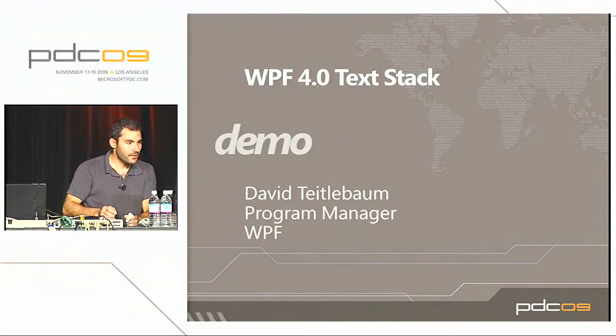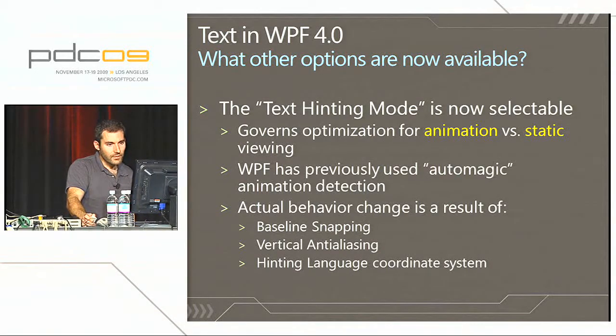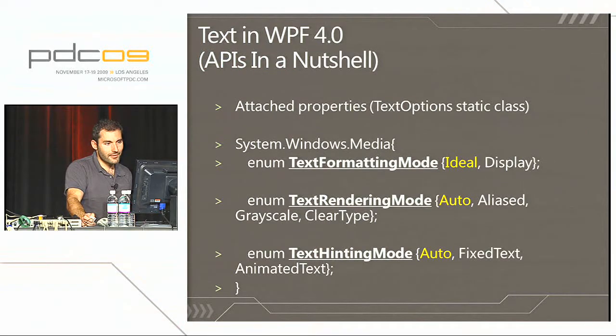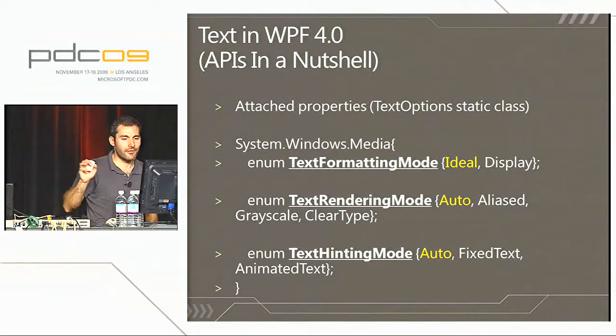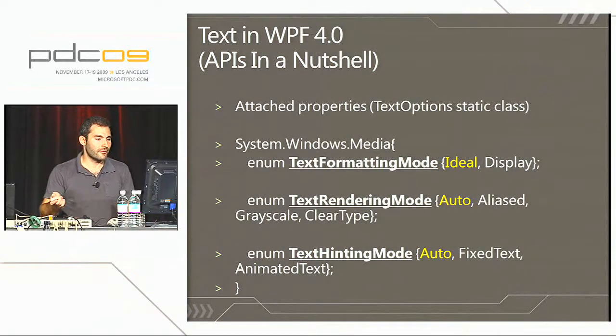Going back to my deck. I'll show you the APIs over at the end here. So what I was just describing here was what we call text formatting mode. When I talked about GDI compatible layout, we call that display mode. You're basically optimizing for the display. Ideal mode is the ideal width layout I was talking about, where you're optimizing for the ideal positioning of characters.